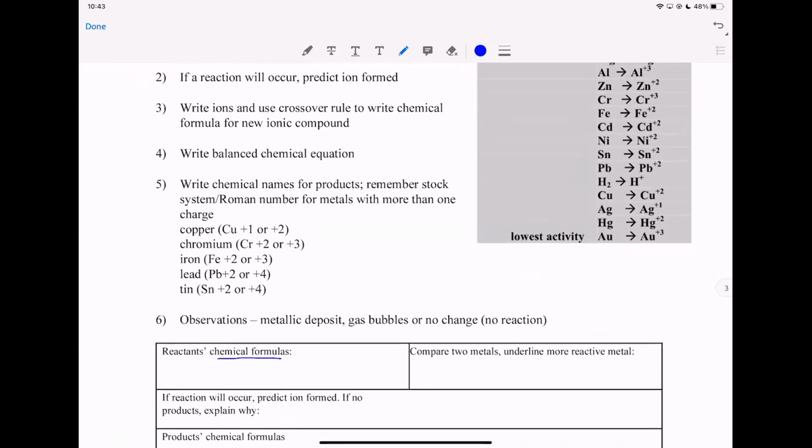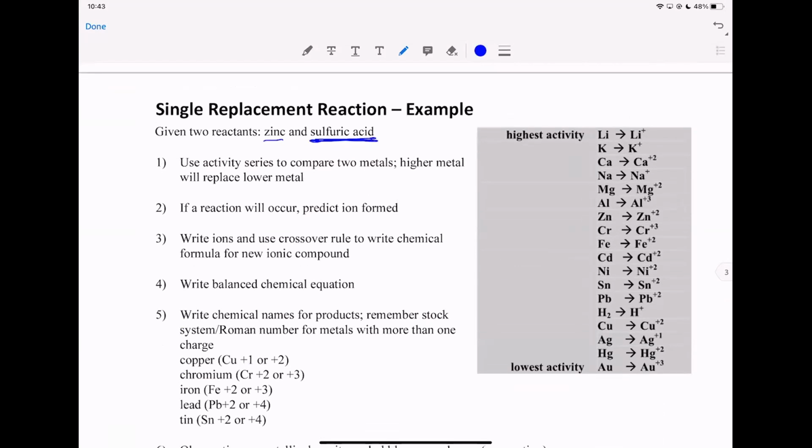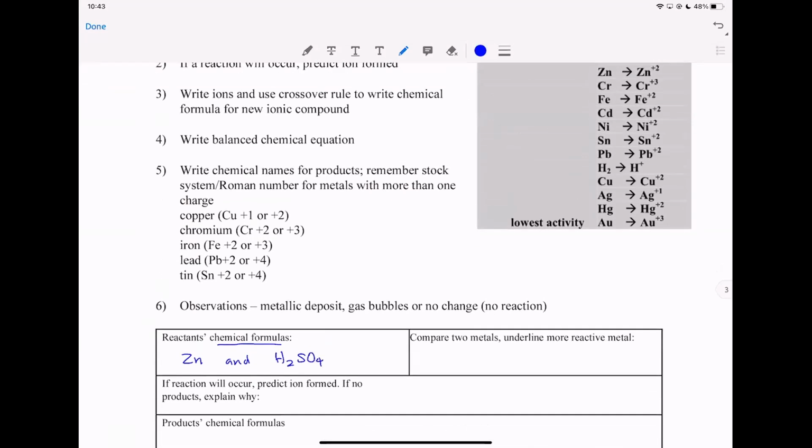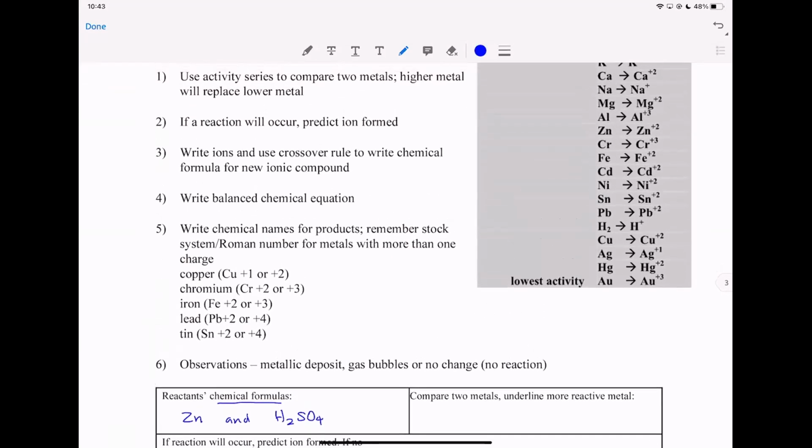So the chemical formula for zinc is the element symbol for zinc, Zn. And then sulfuric acid you have from the list down below, which is H2SO4. So the next thing you want to do is then use the activity series to compare two metals. So the two metals being compared are the zinc and the hydrogen. Okay, so zinc and hydrogen, that's H2 in H2SO4.